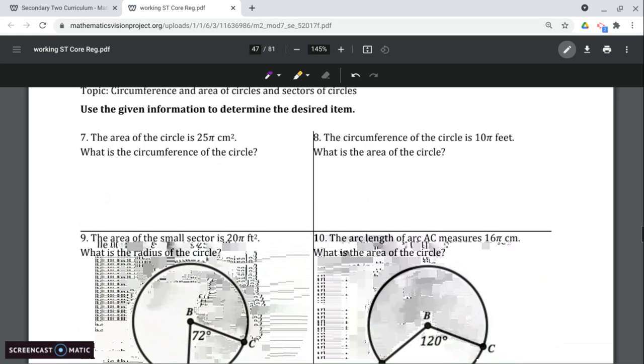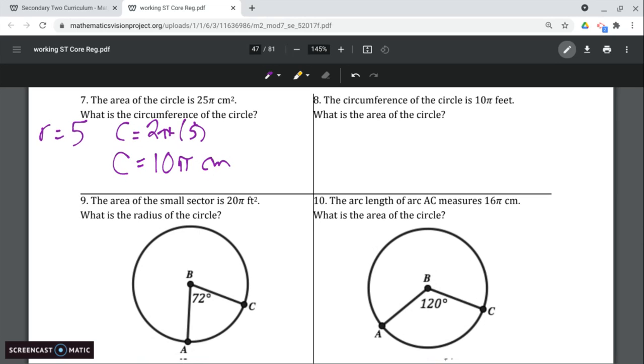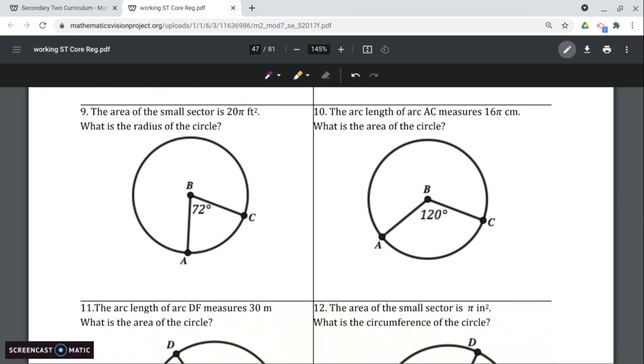The next section, use the given information to determine the desired item. So the area of the circle is 25 pi centimeters squared. What is the circumference of the circle? Well, if the area is 25 pi, that means the radius is 5, and circumference equals 2 pi times the radius, so the circumference would equal 10 pi centimeters. When you're given the circumference and you want to find the area, divide it by 2 and then square it. So that'll give you your area.